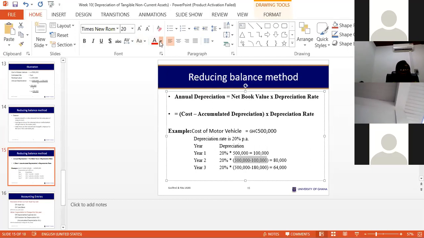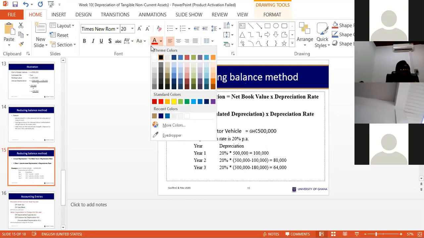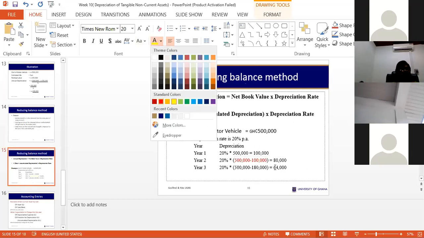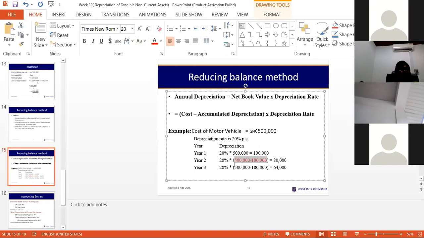Then our net book value would be what I have highlighted, which is the 400. That will give us our net book value. Now, our net book value times 20% will give us 80. This 80 is our depreciation figure for year 2.